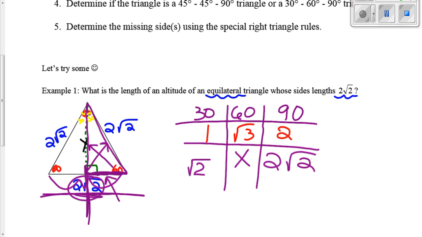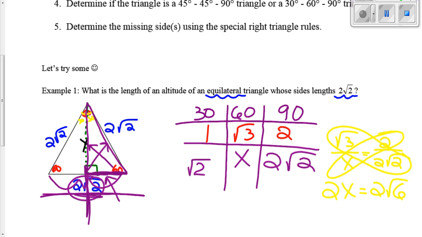Now I'm going to set up my proportion: radical 3 over x equals 2 over 2 radical 2. I'm going to cross multiply and solve. 2 times x is 2x, and that equals 2 radical 6, because radical 3 times radical 2 is radical 6. Now I divide both sides by 2. Those cancel, so I have the square root of 6. That is the answer, the length of my altitude: the square root of 6. So I filled in as much information as possible, and then solved my problem.